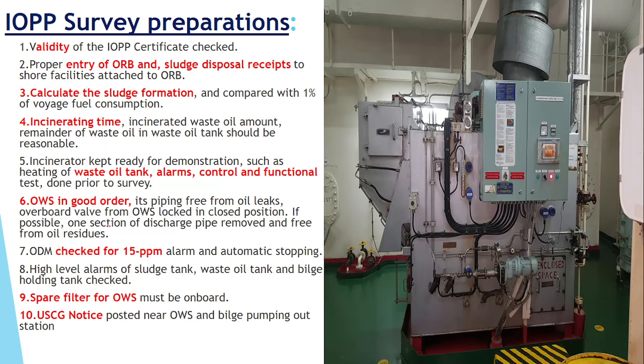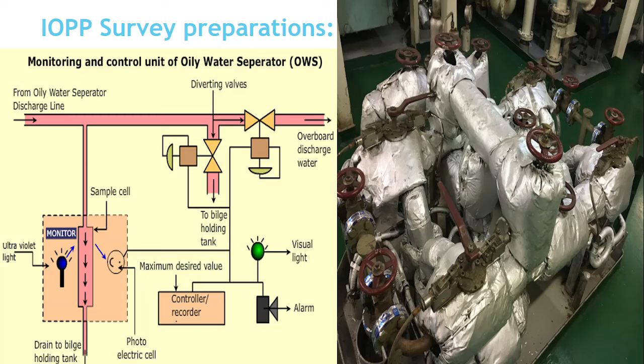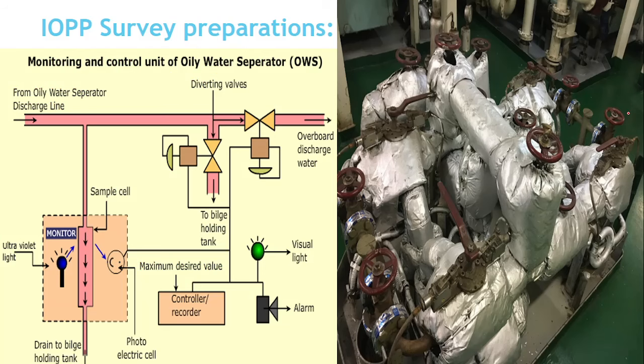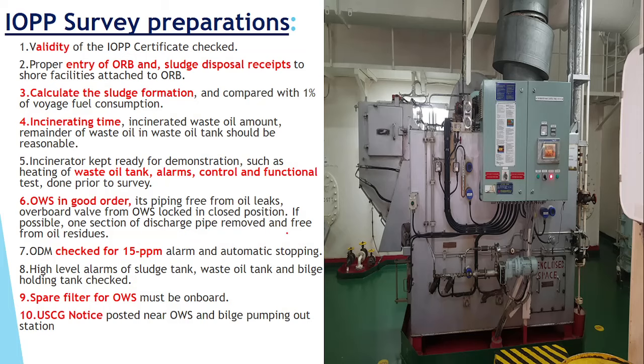After that, you have to make sure that your OWS 15 ppm alarm is working fine. You have to make sure that there is no oil in the tray. Okay, so the OWS should be in good order. Piping should be free of oil leaks, meaning all the piping should be neat and clean. There should not be any leakage like that. After that, you have to lock the OWS alarm overboard valve. After that, you have to remove all the oil residue. Okay, so these are the main things you have to check.